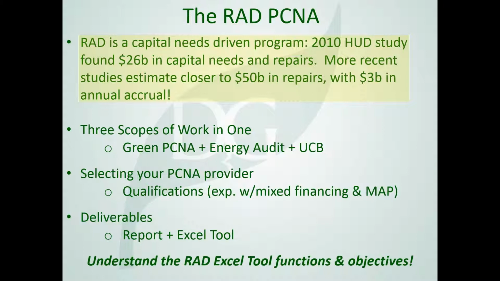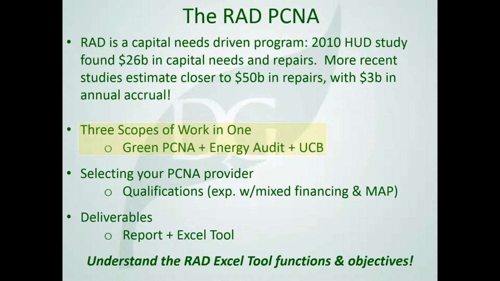A study done by HUD in 2010 determined that approximately $26 billion in backlog capital repairs are in the public housing stock. By today's current estimates, it is bordering on near $50 billion. And every year of inaction results in a $3 billion annual accrual in additional repairs. This is the reason why RAD came to be.